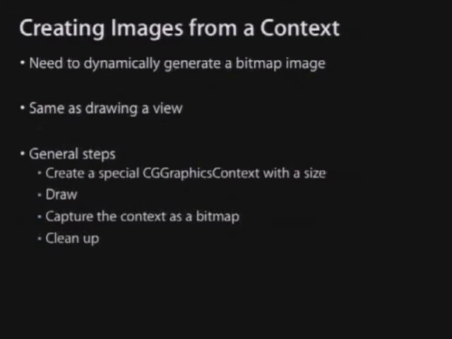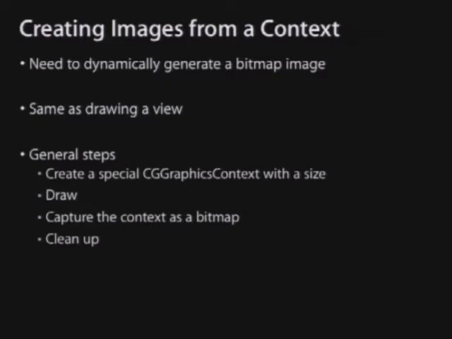Now, if you want to create an image from something that you've actually drawn on screen, you can do that too. And that's not much different than if you were to actually draw. The difference here, this is the special case where you create your own context and draw into that context. So if you really want to do this, if you want to take a view and turn that into an image that you're going to send up as a screenshot or whatever it is, the first thing you do is you create your context, then you draw. Then you capture that context as a bitmap and you clean it up. So how do we do that?